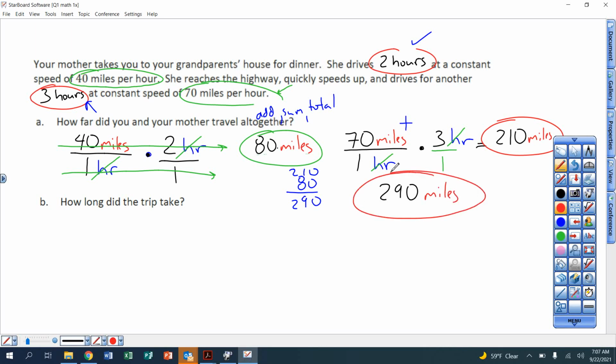If they say how long did the trip take, all I got to do is add my total hours that they went. So if I want to find the total hours, I just add both my hours. Started out with 2, and then for the next batch I drove 3. So for a total of 5 hours.